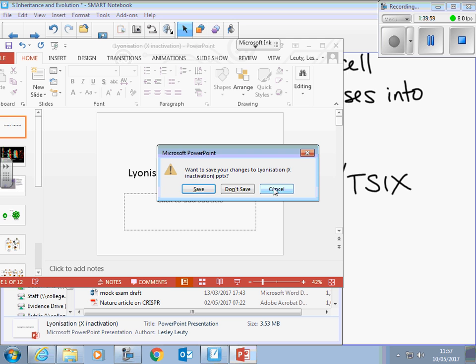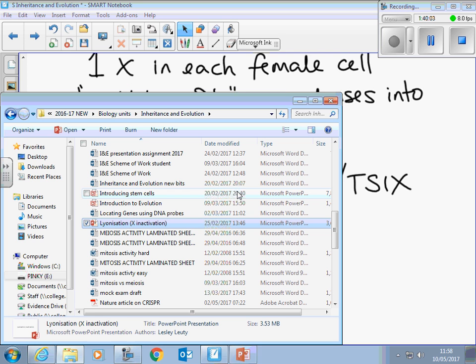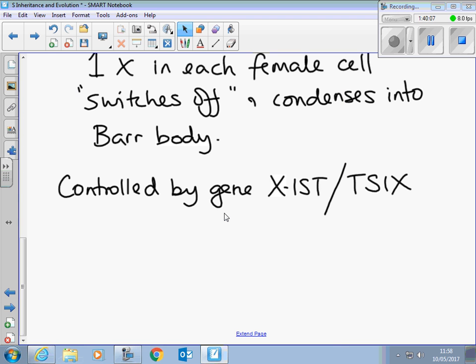Did I check? Oh, I drew. Yeah, I drew on the cells, didn't I? Oh, hang on, don't save. Right. Yeah. I suddenly want to come to that and find I've got circles drawn around the cells all over the place.